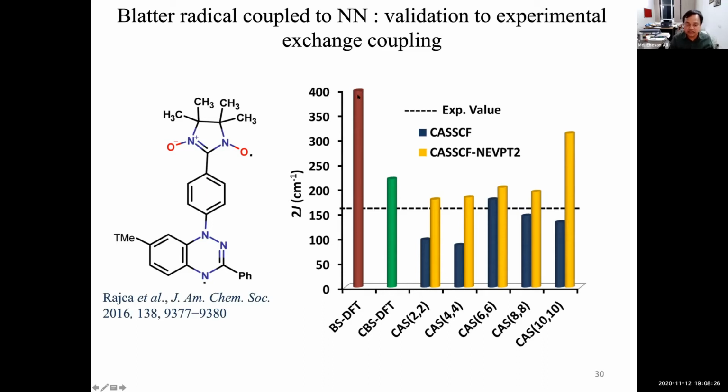However, if you see the DFT values, the simple DFT overestimates the J. However, there is another method, called constrained DFT. We also advocate this constrained DFT method. This is again a new method. In constrained DFT, we constrain the radical center within the localized space, and we perform the SCF calculation. This is again a new proposition, and this CASSCF and constrained DFT are quite reliable methods to calculate the exchange interactions.